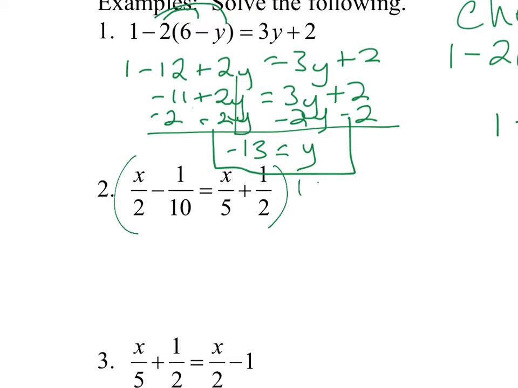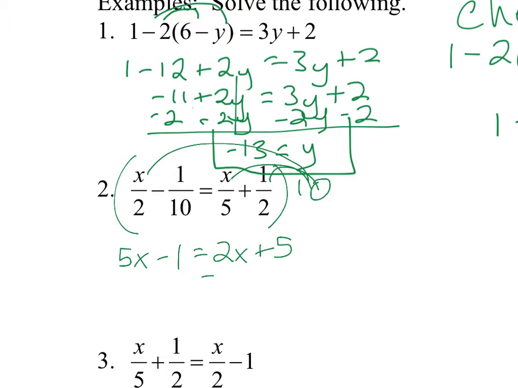So if I multiply through by 10, when I multiply the first term by 10, I'm going to have 5x because the 2 will cross out. The second term, I end up with 10 over 10, so that's just 1. And then I have x, so the 5 will cross out, so I have 2x. And here, the 2 will cross out, so I have plus 5. Much easier to work with.